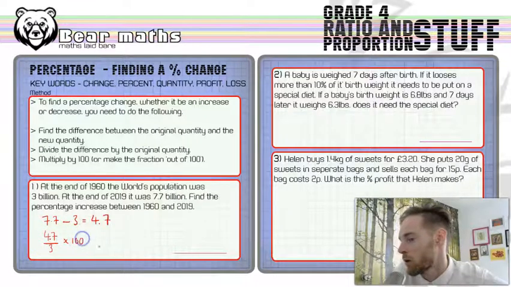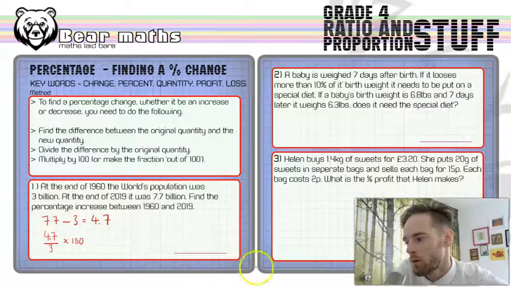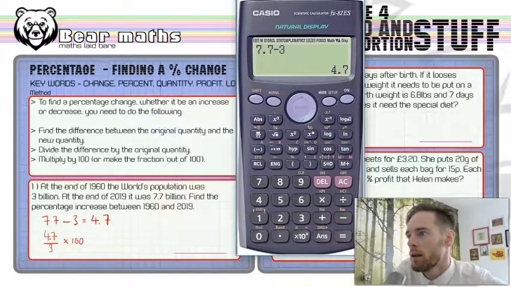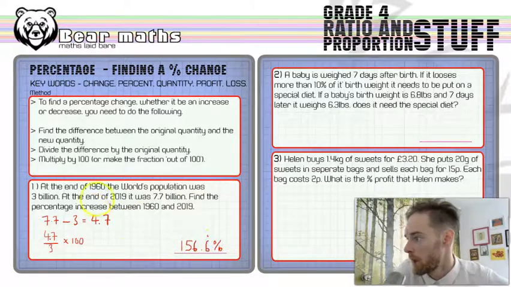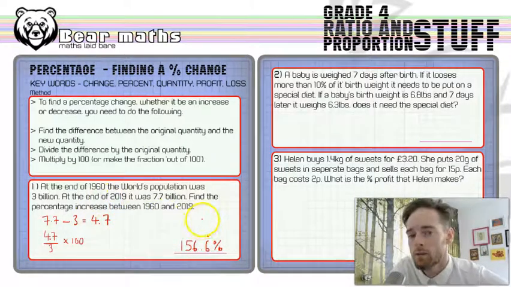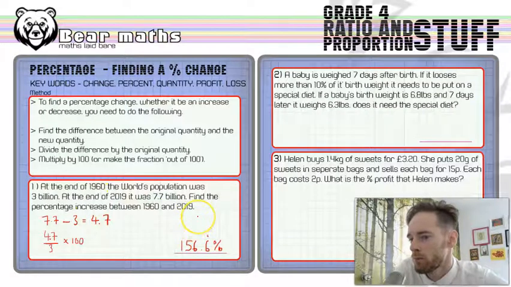And our calculator can do that all in one go. So let's get the fraction button up, press the answer, press down, press 3, go across, multiply by 100. Press equals. So we got 470 over 3, which is 156.6 recurring percent. And that is the percentage increase between 1960 and 2019. It's more than doubled, more than 1.5 times more, isn't it?